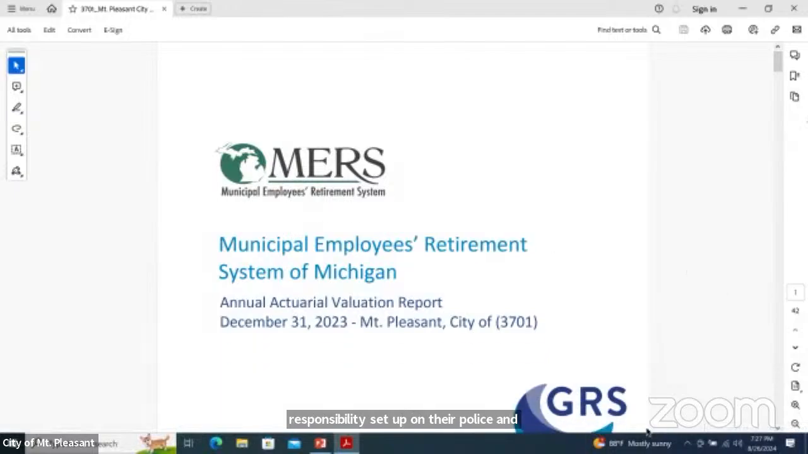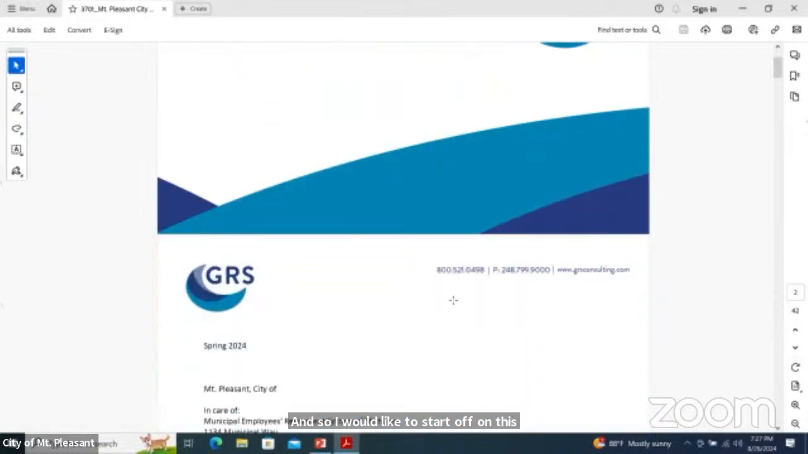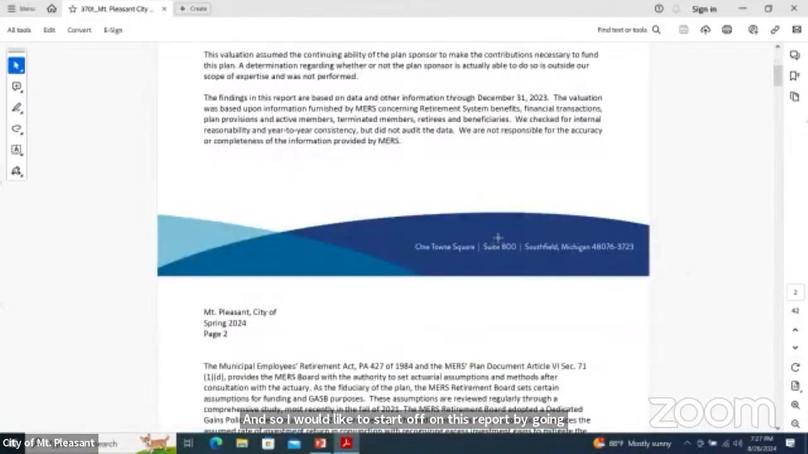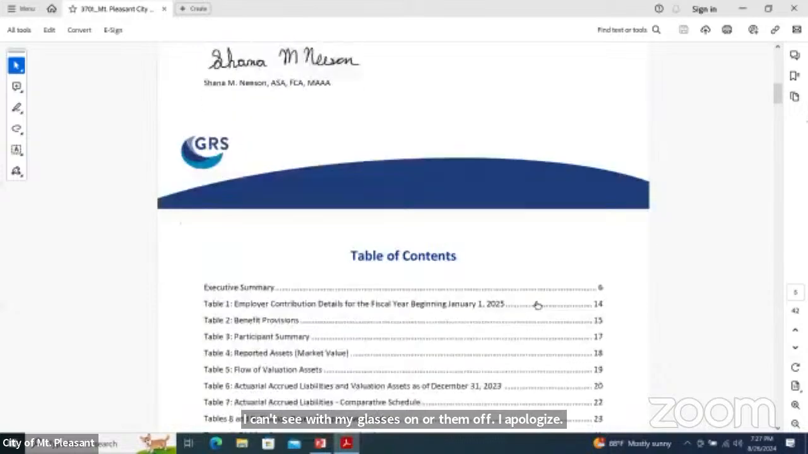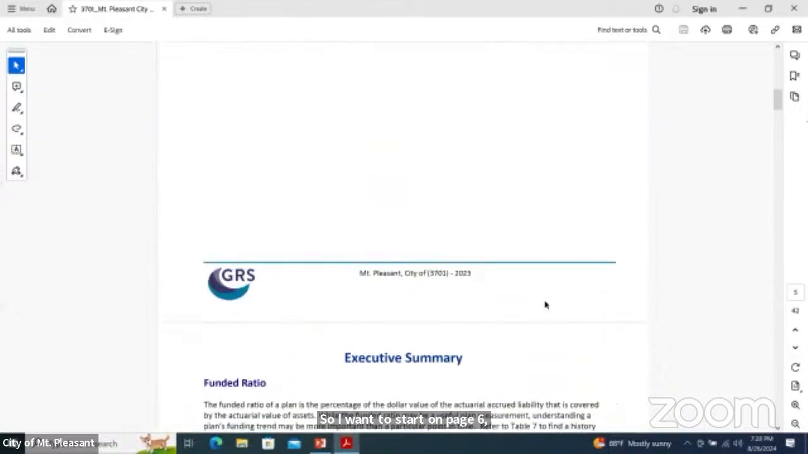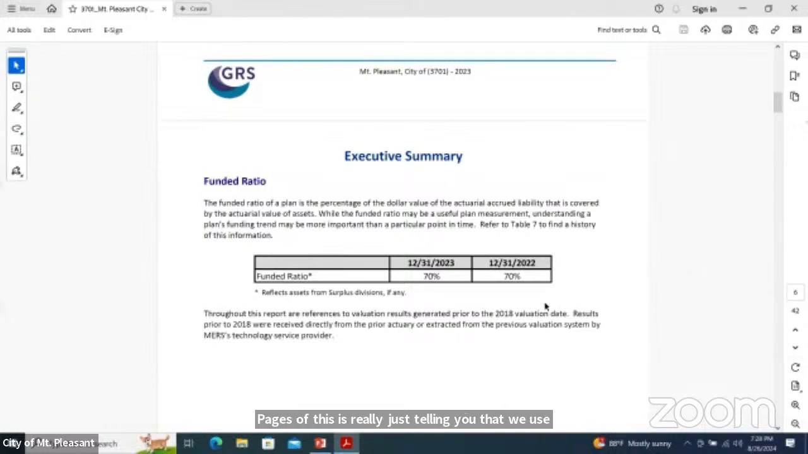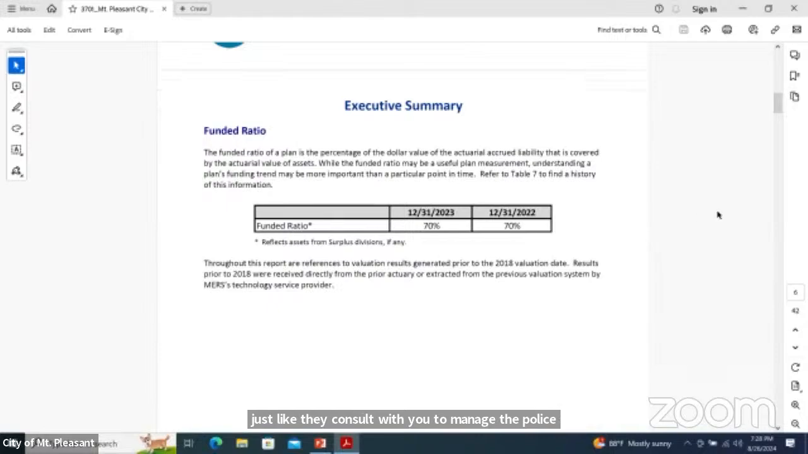And so I would like to start off on this report by going to page, I can't see with my glasses on or with them off, I apologize. So I want to start on page 6. The first pages of this is really just telling you that we use Gabriel Roeder Smith, an accredited consulting actuary. They consult with us to manage the MERS plan, just like they consult with you to manage the police and fire plan. So it's good to have them in both pension systems. You're 70% funded as of 12/31/2023. You were 70% funded the previous year.